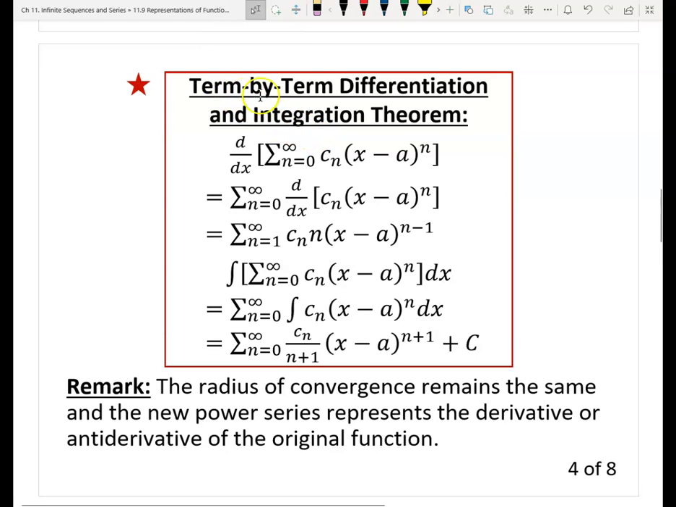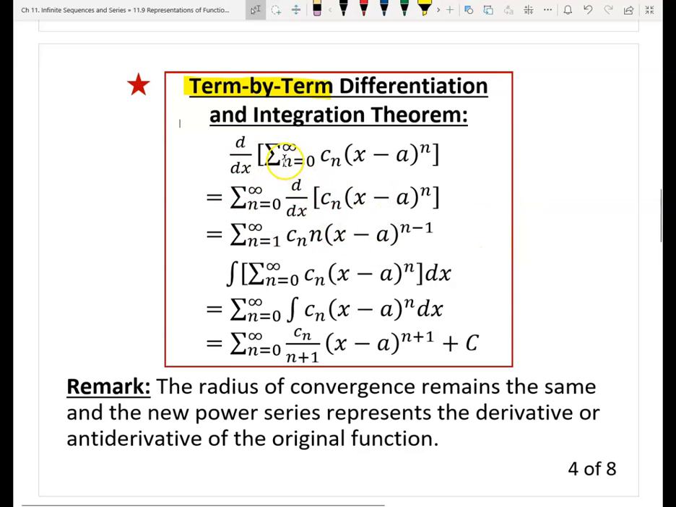Here is the term by term differentiation and integration theorem. And what does it mean? Let me highlight these keywords: term by term, which means we can do term by term differentiation and term by term integration, right?